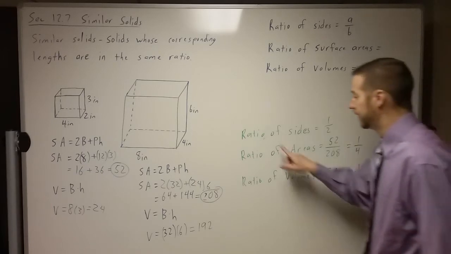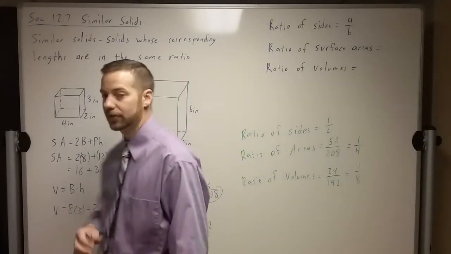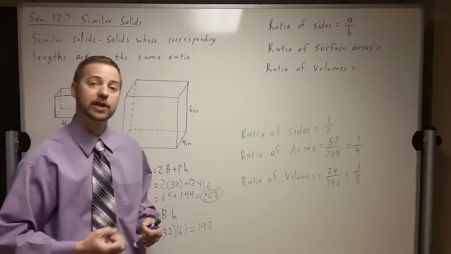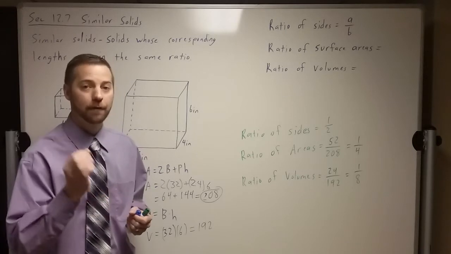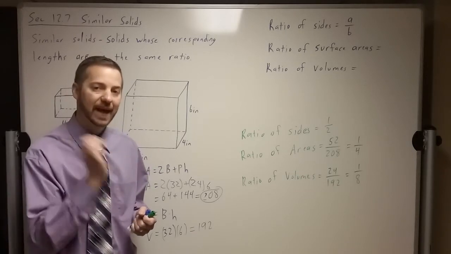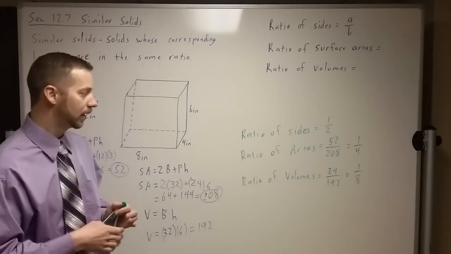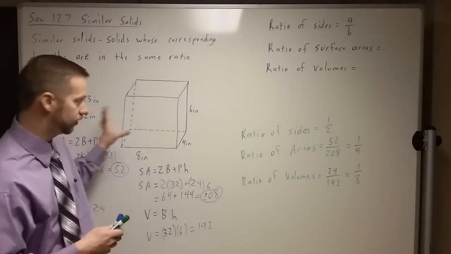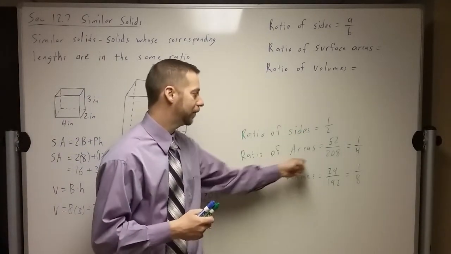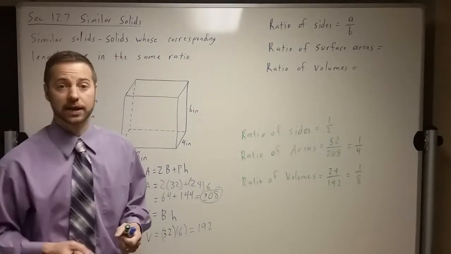Now, the reason for this, we talked about similar things being in the same ratio. That is still true for lengths. All the lengths will be in the same ratio. So every single length in here would be in the ratio of 1 to 2. However, areas are not lengths.